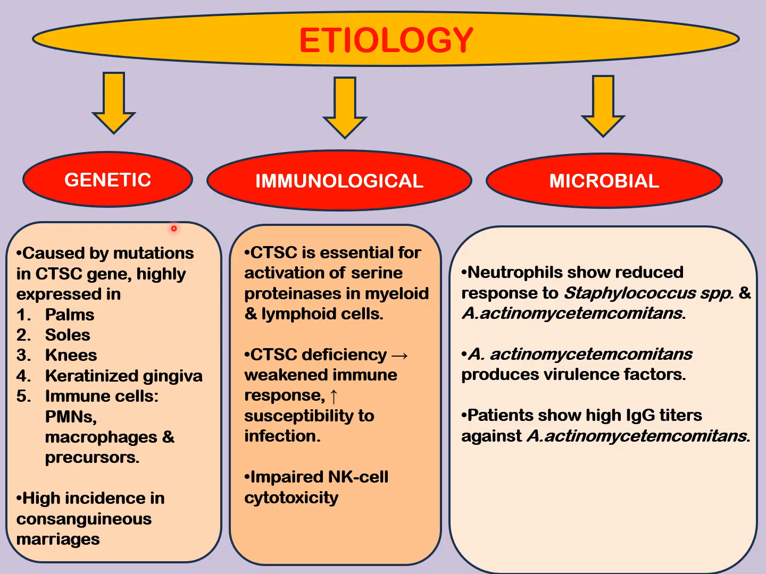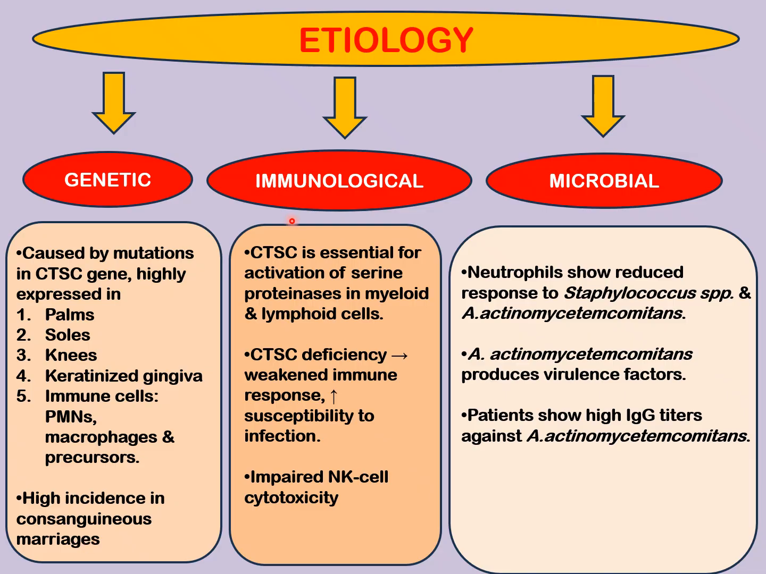So coming to the etiology of PLS, it involves three major components which include genetic, immunological and microbial. Coming to the first component, that is genetic. PLS is an autosomal recessive disorder mainly caused by the CTSC gene mutation. This gene is highly expressed in palms, soles, knees, keratinized gingiva and immune cells such as neutrophils, macrophages and their precursors. Because of this mutation, these tissues show abnormal function. Also, this condition is more common in consanguineous marriages.